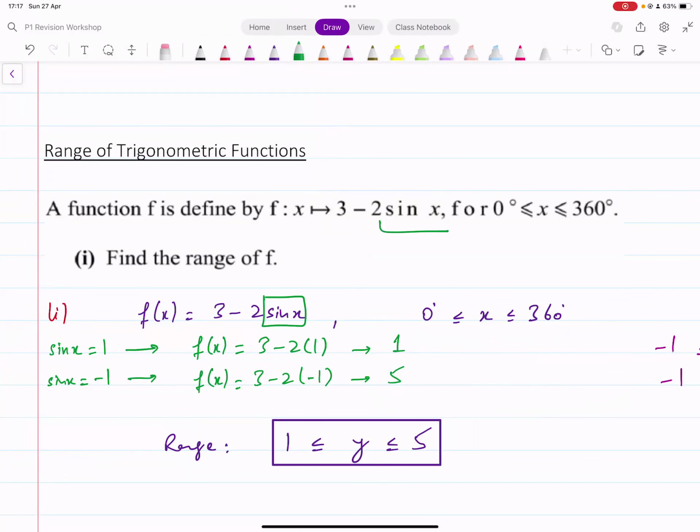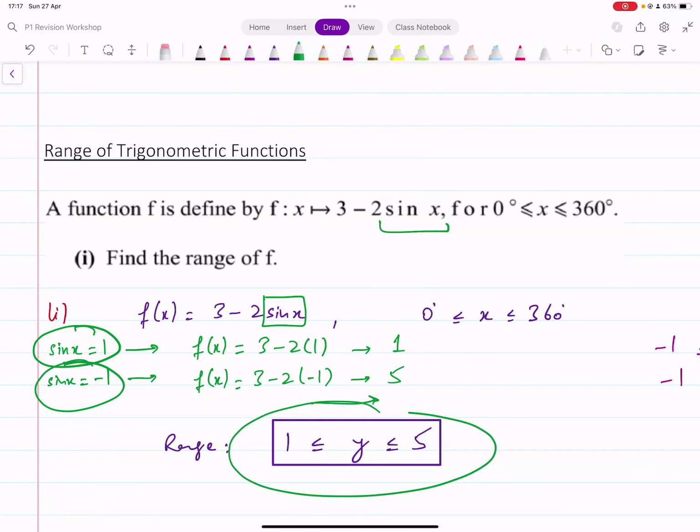So in this case, we've got sine. What are the extreme values of sine? The lowest value of sine could be -1. The maximum value of sine could be +1. So once we input sine x equal to 1 in the function, that gives us one value. And then we input sine x equal to -1 in the function, that gives us another value. And we say the range of the function is going to be from 1 to 5. And that's our final answer.